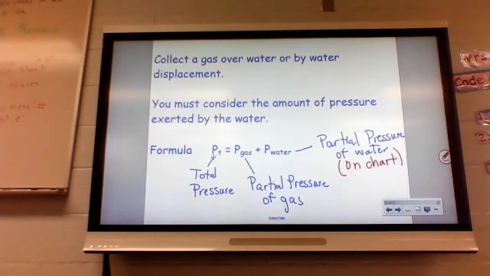You are going to always be asked to calculate P total or P gas. Never, ever P water, because P water is always found on the chart. So if you're hunting and trying to solve for P water, you should know you're doing something wrong because you look it up on the charts.